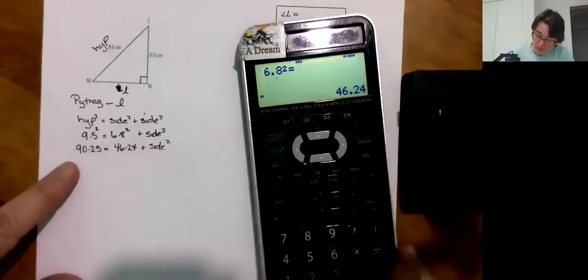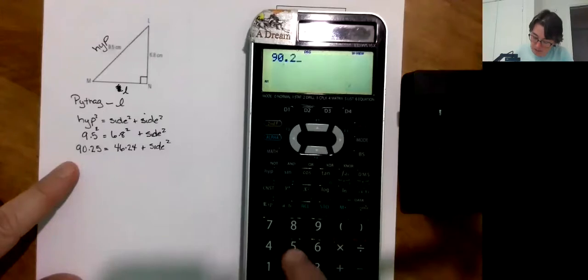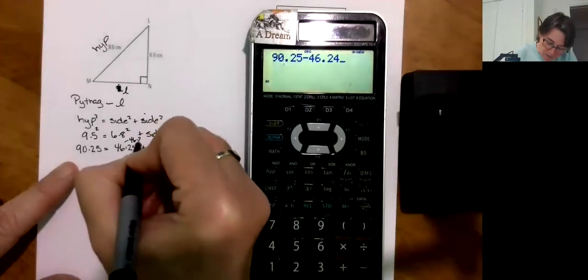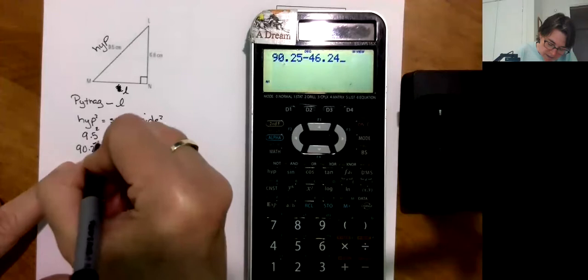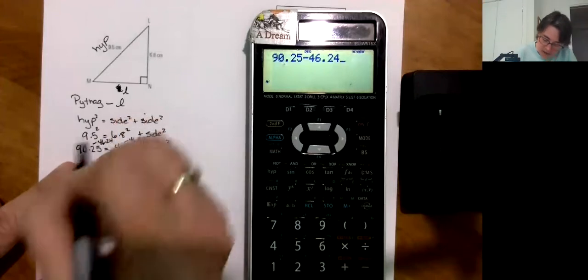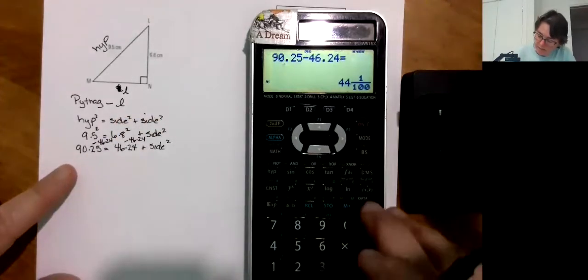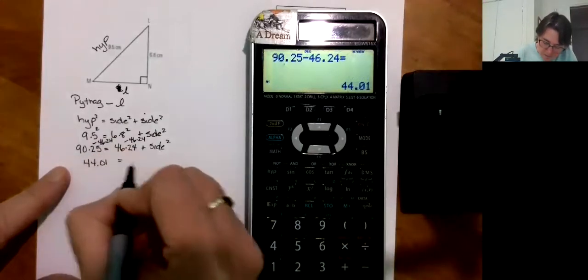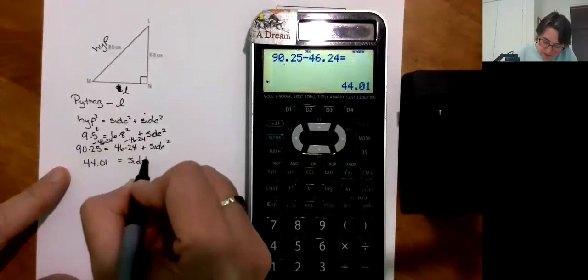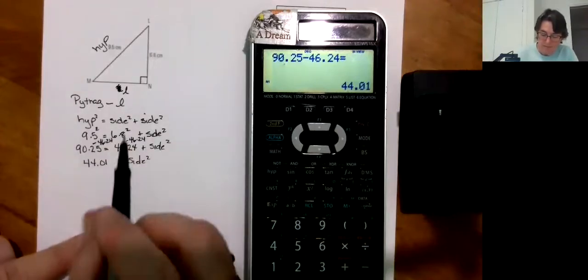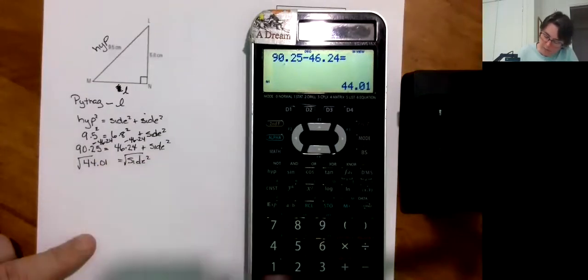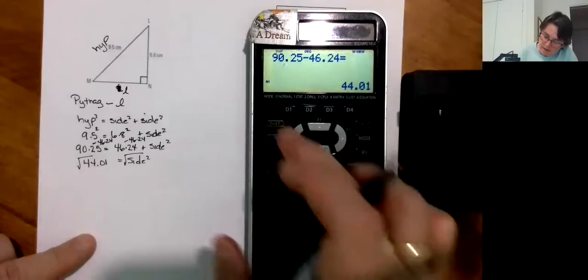All right, so now I'm going to subtract 90.25, subtract 46.24, right? Because I'm going to go minus 46.24 here. I've got to do the same thing. And I'm going to get 44.01 equals side squared. Now, that can't be the right answer because this is side squared. Square root both sides. Second.